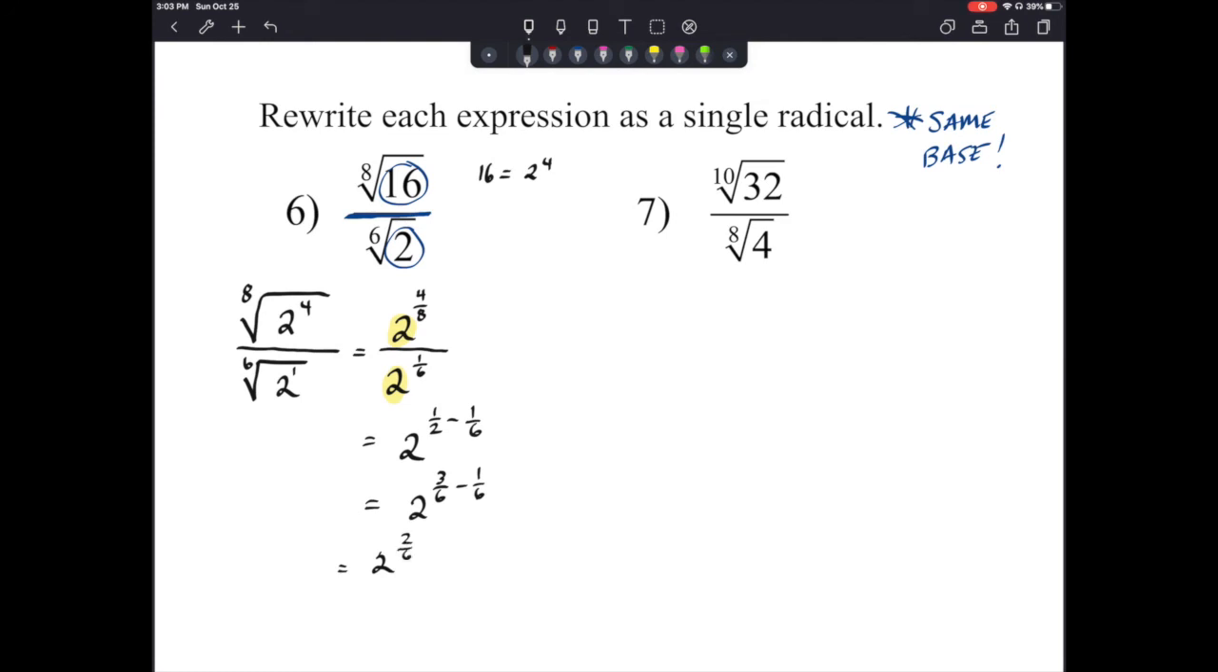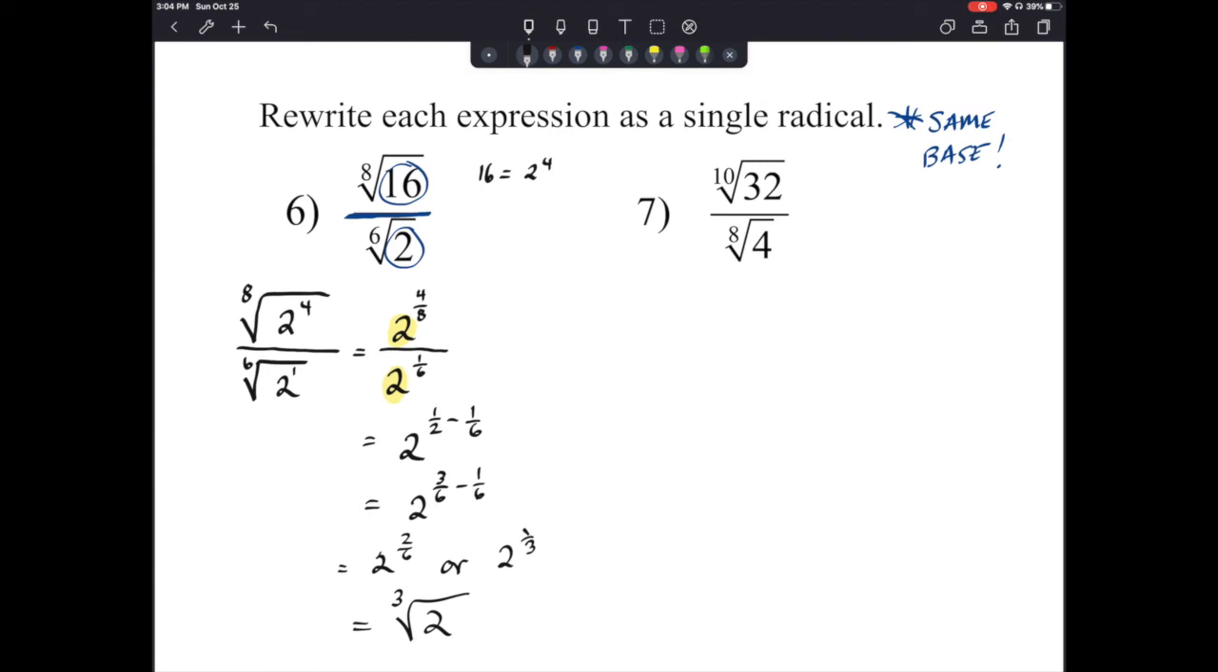2/6, or 2 to the 1/3, which when we take it and simplify, it's going to give us the cube root of 2. So these are great problems to look at using all of your different exponent properties and rules. Let's look at the next one.